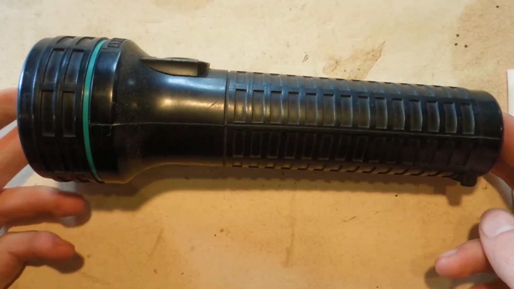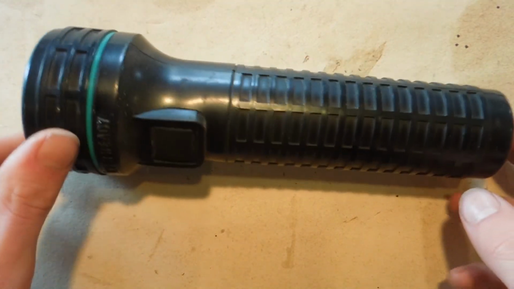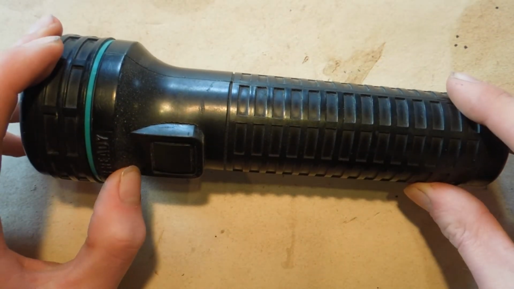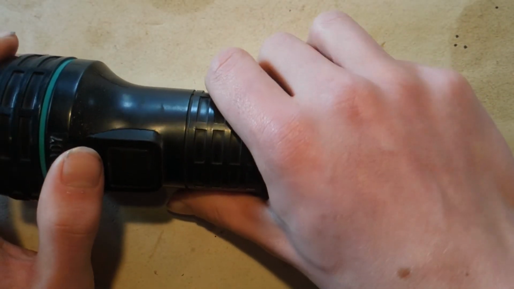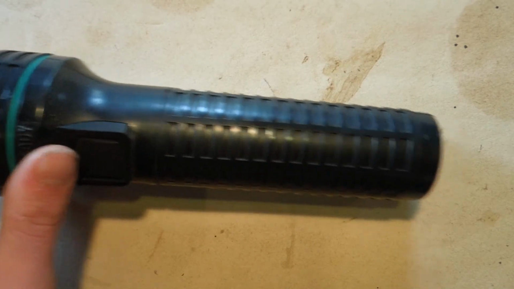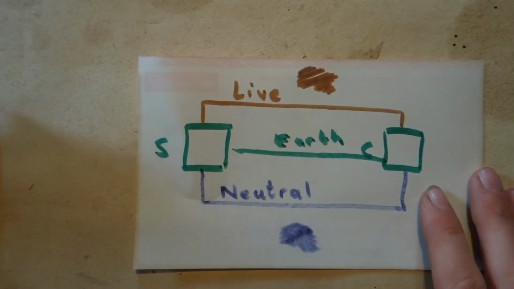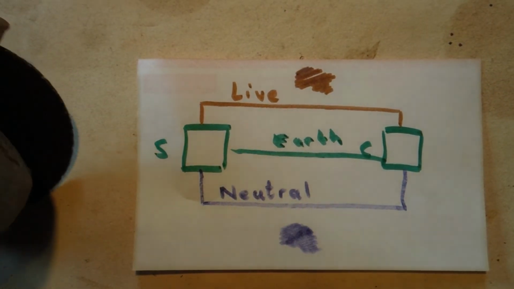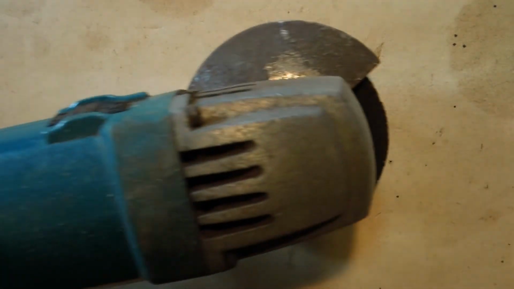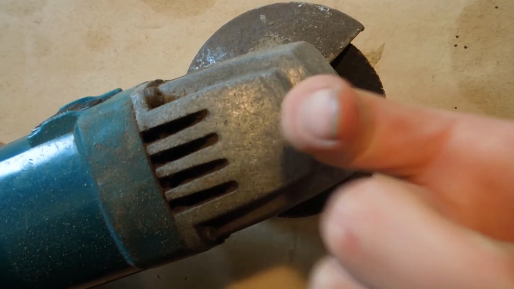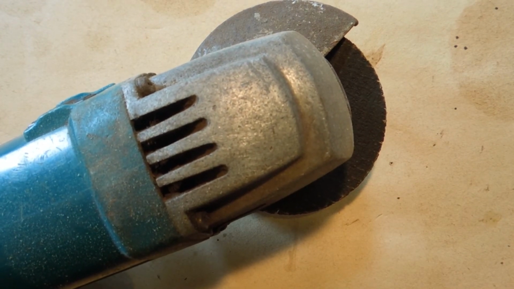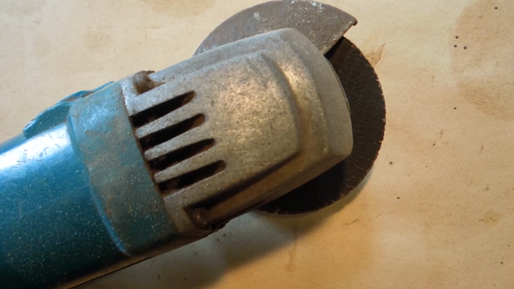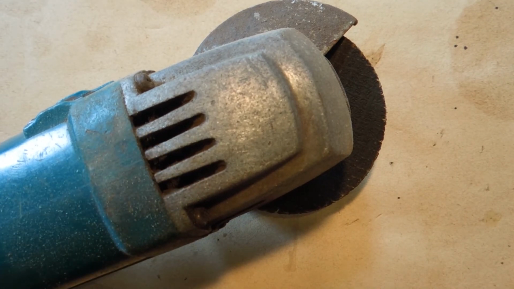However, when the chosen application does not have any metal exposed, then an earth is not required, such as this plastic handheld torch. Because there's no metal and it's all just plastic on the exterior, I can't, theoretically speaking, electrocute myself. Therefore, an earth is not needed. But in other applications, such as this angle grinder, there is a metal part here, and that increases the risk of electrocution, which means that the product will have an earth wire.